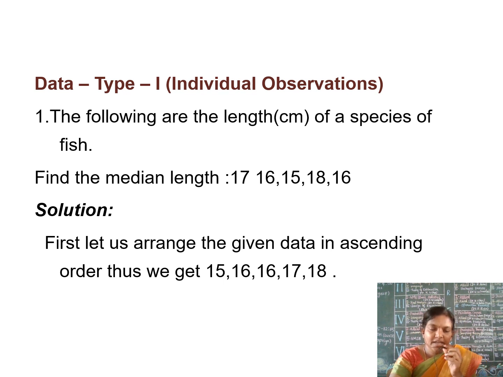The first data type is individual observations. The following data are the lengths of a species of fish. Find the median length. The data is 17, 16, 15, 18 and 16. The first step, we should arrange the values in ascending order: 15, 16, 16, 17 and 18.